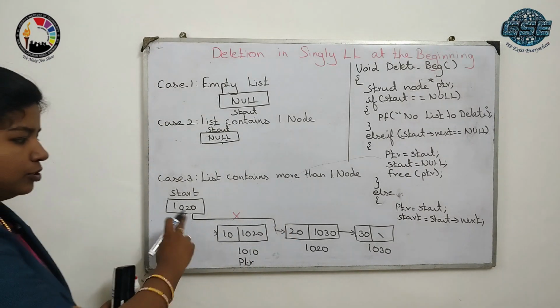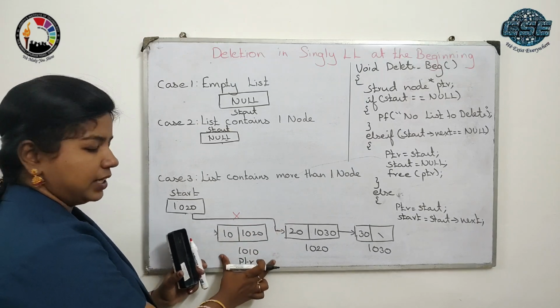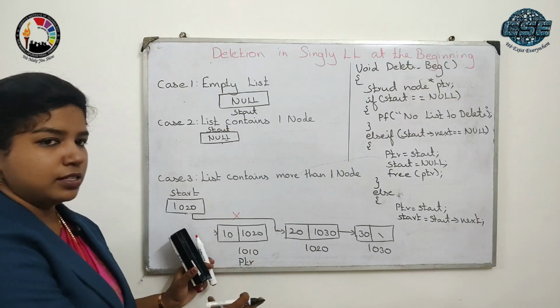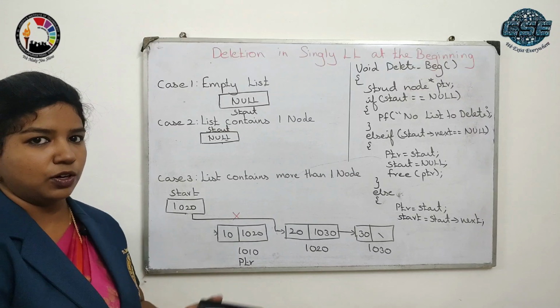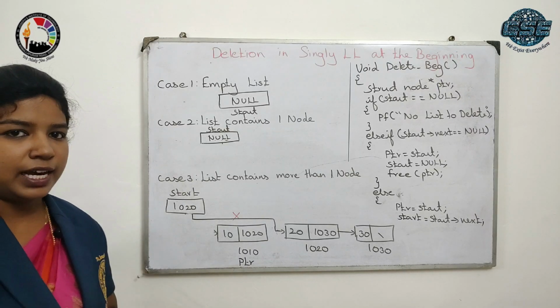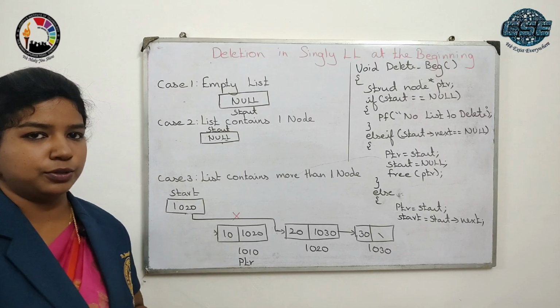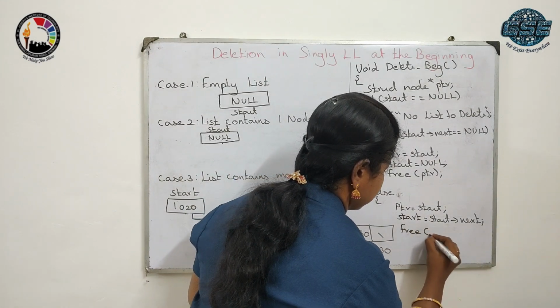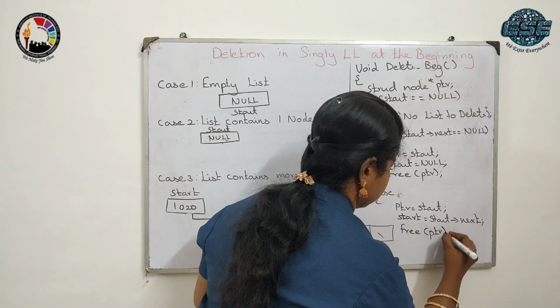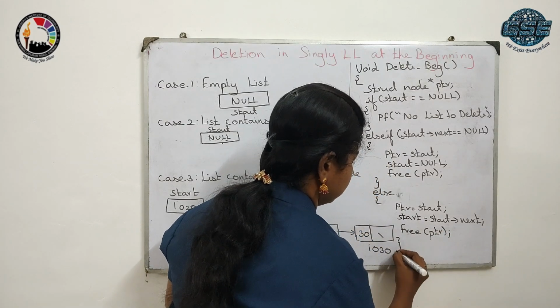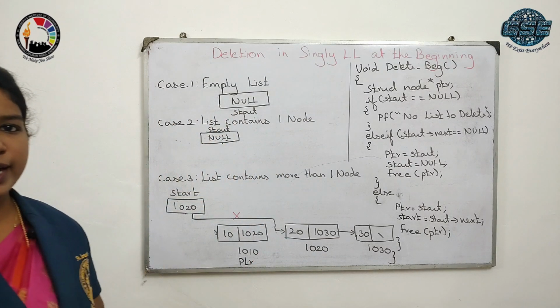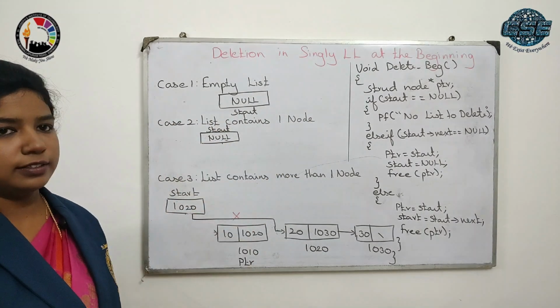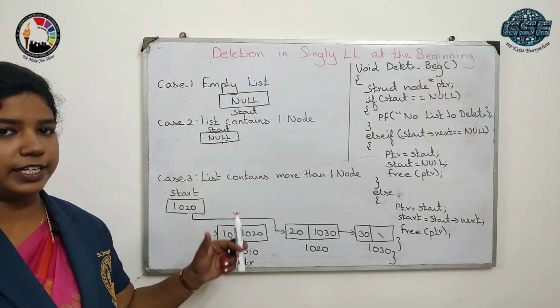So we have already removed this first node, but since we are removing it, it will not be added to the free list. We have to add this node to the free list. So we have to write free ptr. So now the node will be added to the free list. So these are the three cases for deletion in your linked list.